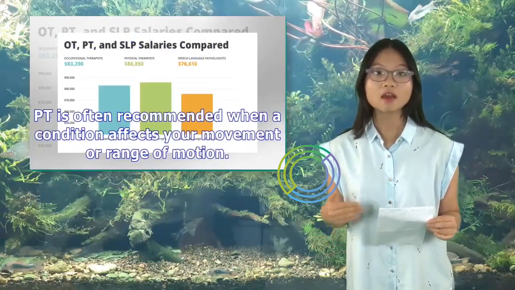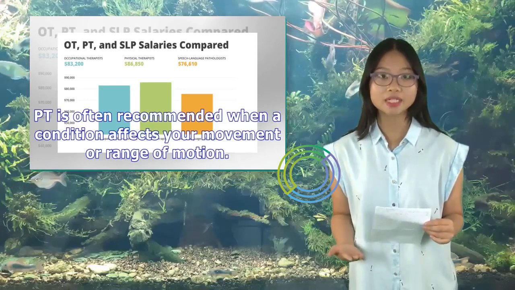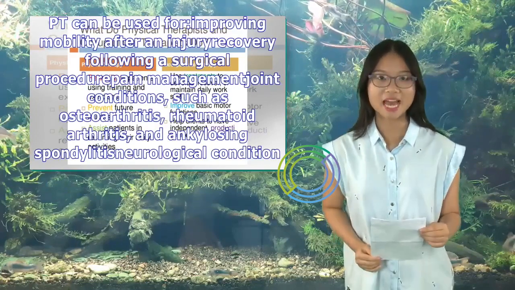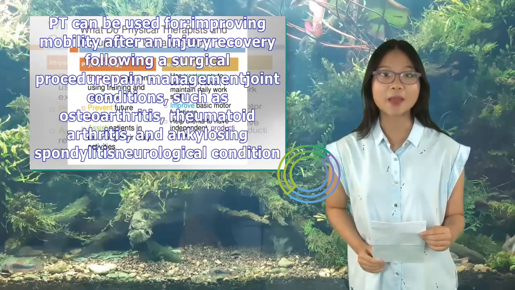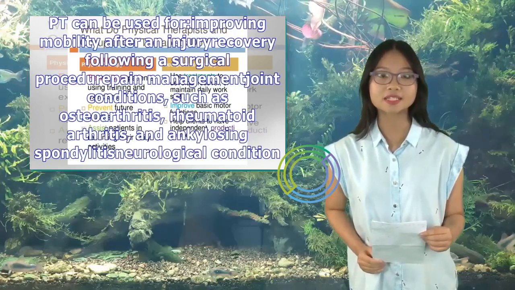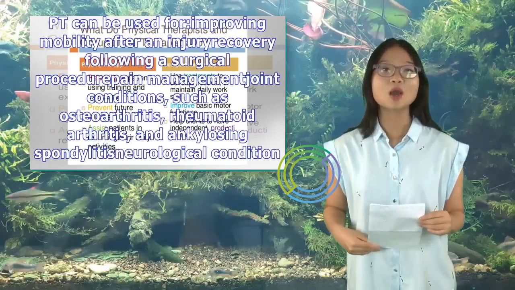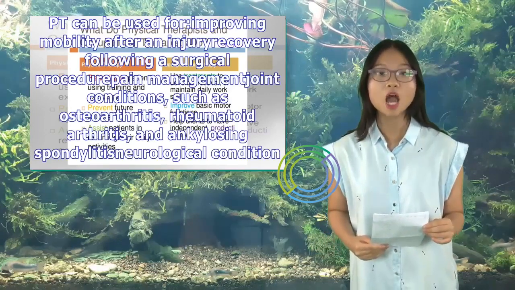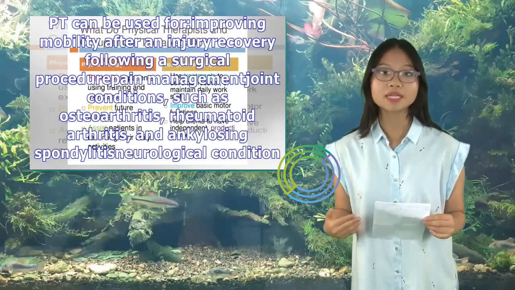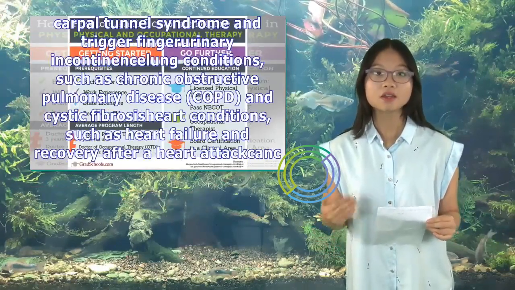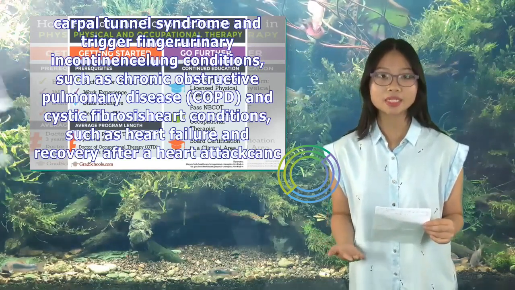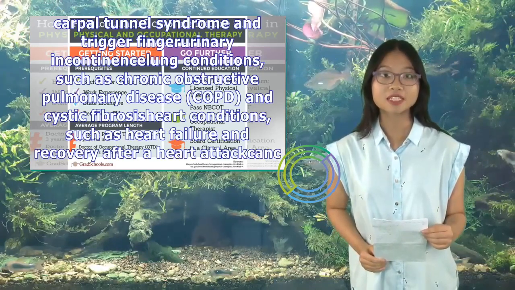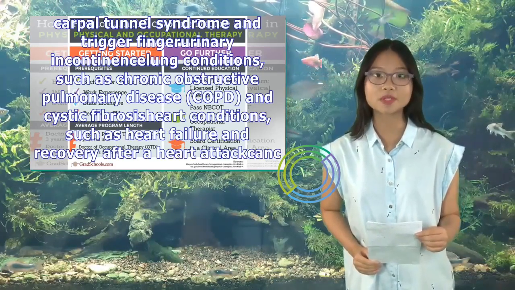When is physical therapy needed? PT is often recommended when a condition affects your movement or range of motion. PT can be used for improving mobility after an injury, recovery following a surgical procedure, pain management, joint conditions, such as osteoarthritis, rheumatoid arthritis, and ankylosing spondylitis, neurological conditions, including multiple sclerosis, Parkinson's disease, and recovery after a stroke, hand conditions, such as carpal tunnel syndrome and trigger finger, urinary incontinence, lung conditions, such as chronic obstructive pulmonary disease, COPD, and cystic fibrosis, heart conditions, such as heart failure and recovery after a heart attack, and cancer.